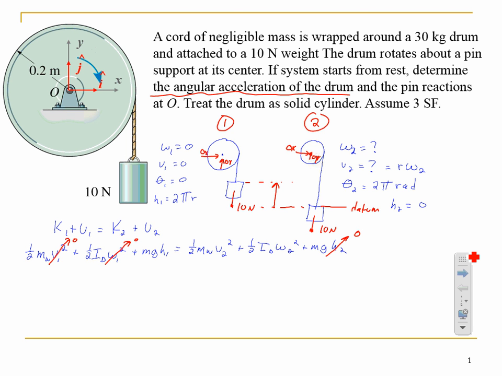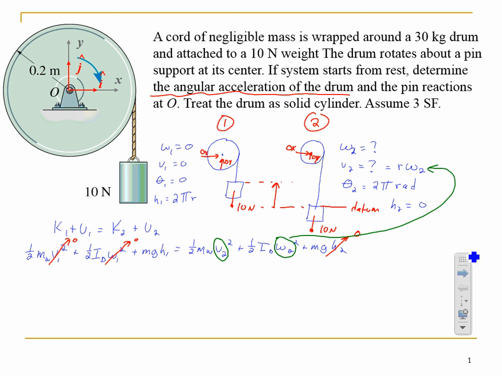So if we look at this, the only quantities I don't know in this equation are V2 and omega 2, but I know those are related by this relationship up here. V2 has to equal R times omega 2. They're related through the action of the rope. So I have one equation and only one unknown, so I can solve this once I make that substitution that V2 is R times omega 2.